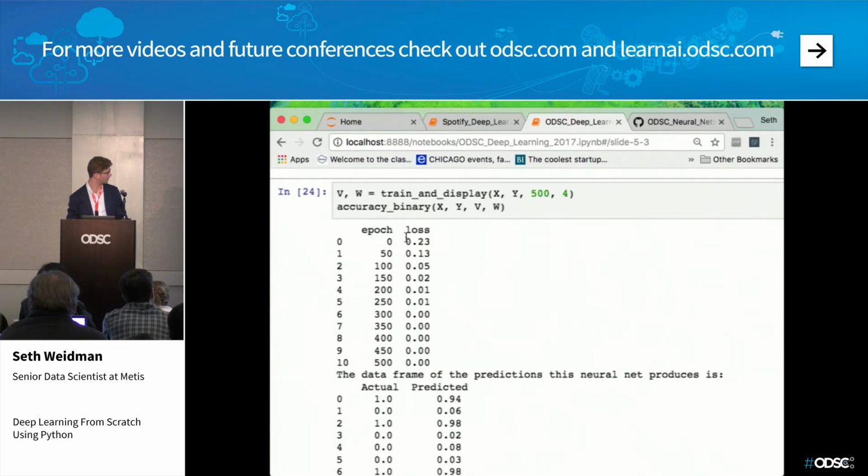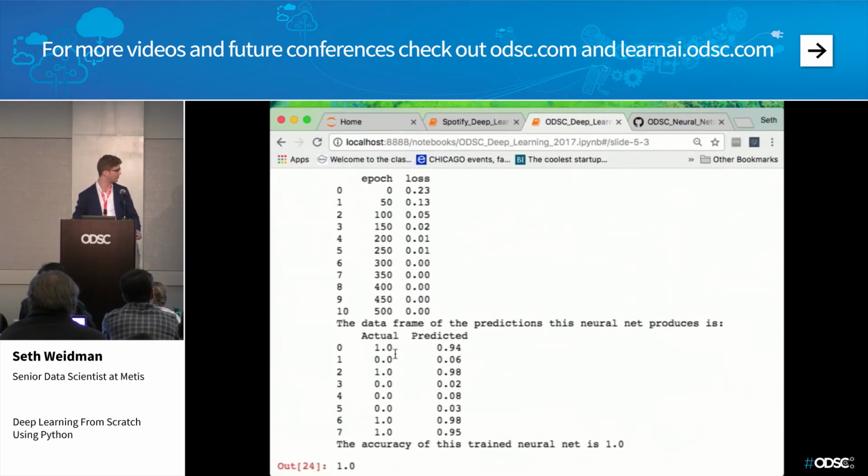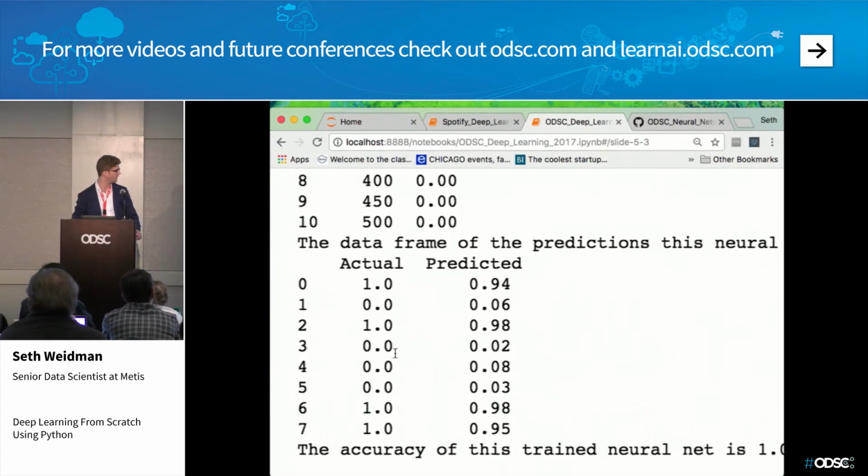All right, so this is the result. On the first epoch, the loss, the total mean squared error on the whole data set, was this. And you can see that it goes down pretty quickly as the epochs go on. And these are the actual predictions that this neural net outputs, the values of p that it outputs after being trained for 500 epochs. And you can see that it does pretty well. When it should predict 0, it does. And when it should predict 1, it does.